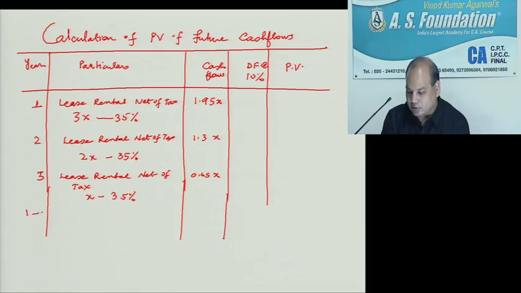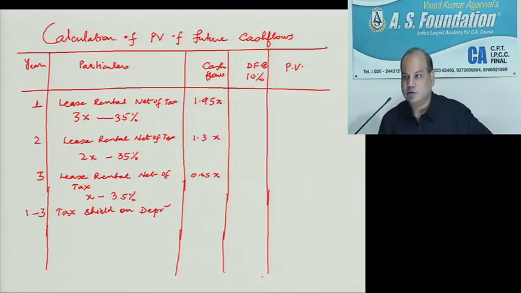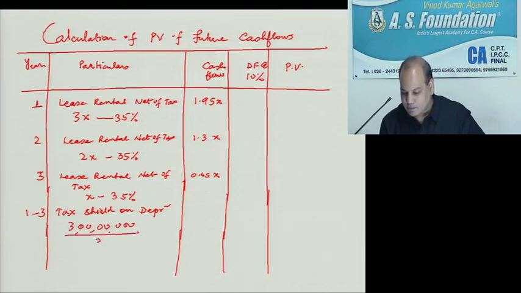Now write down years 1 to 3, tax shield on depreciation. Tax shield on depreciation. What is the cost of the asset? 3 crore. So how many zeros are there? 7 or 8. Divide by 3 years. That is 1 crore.